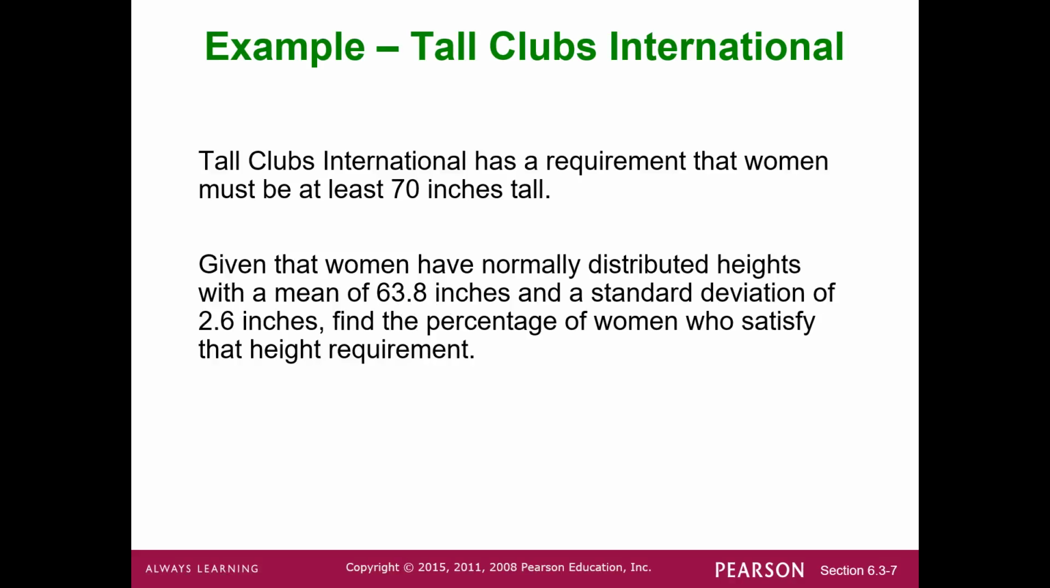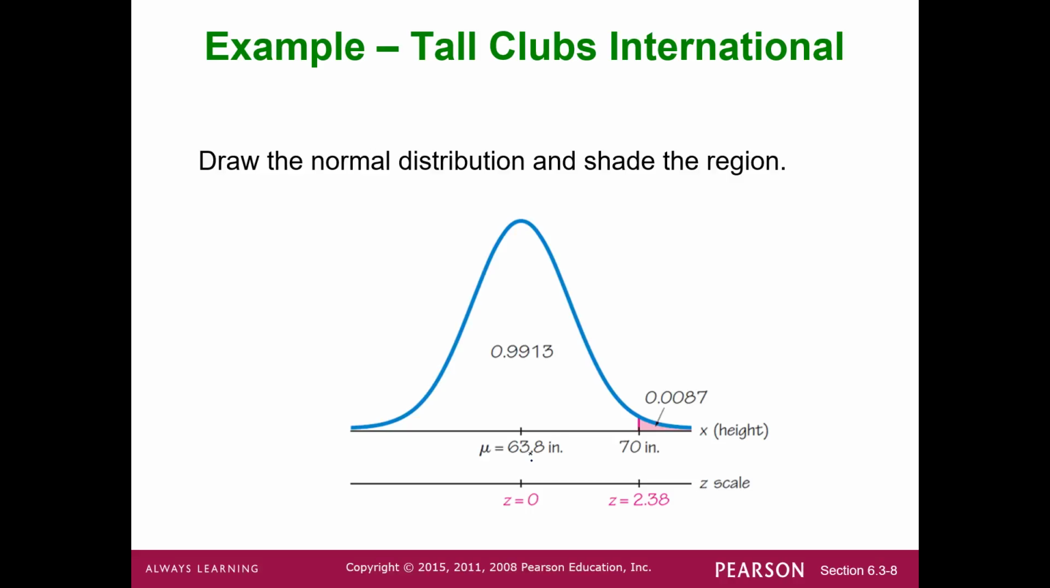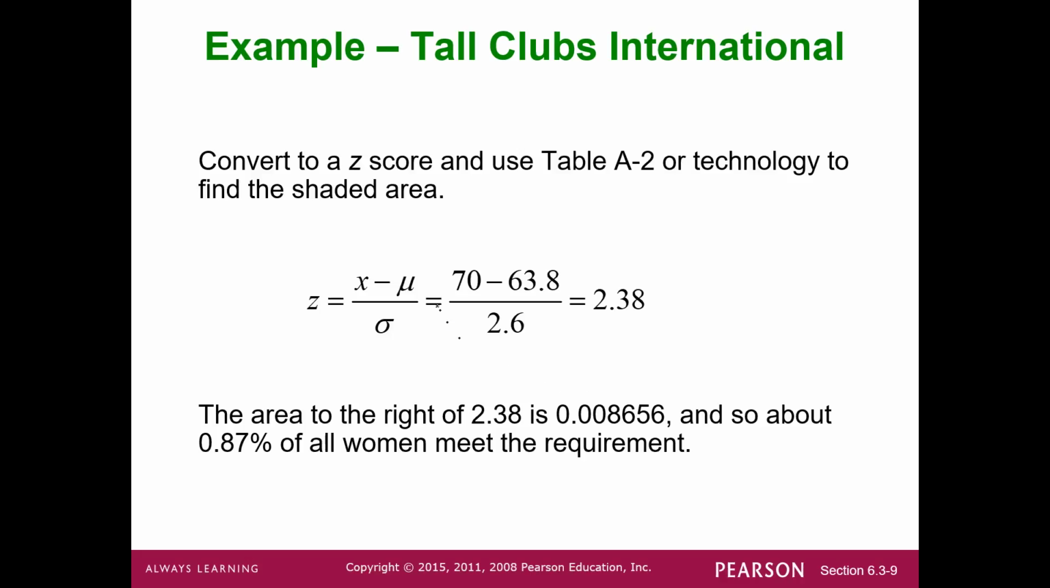So we know that the mean, and I may write this down, is actually really good stuff. Mu is 63.8 and our little sigma is 2.6. Now on the next slide, we're going to convert these values into their z-scores. So let's look at how they do that.